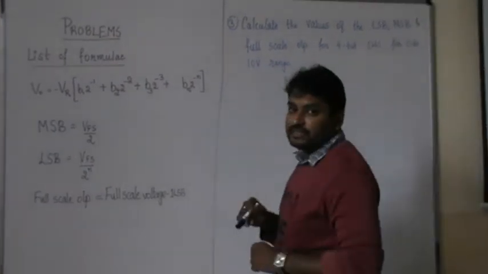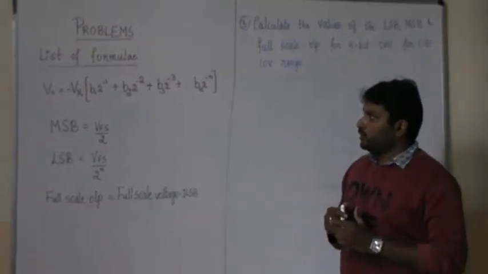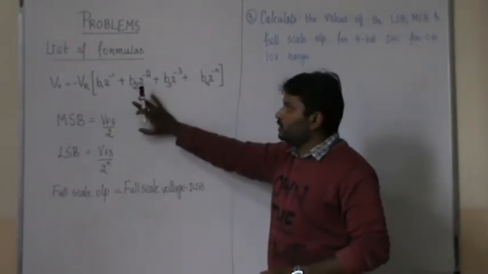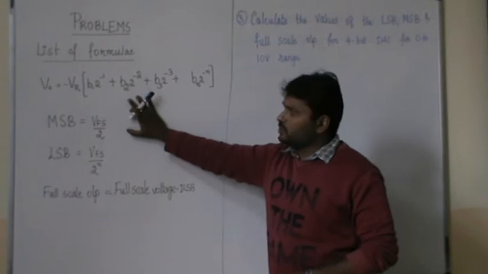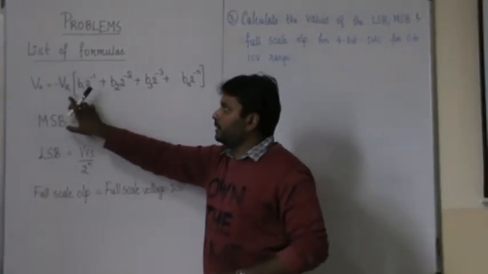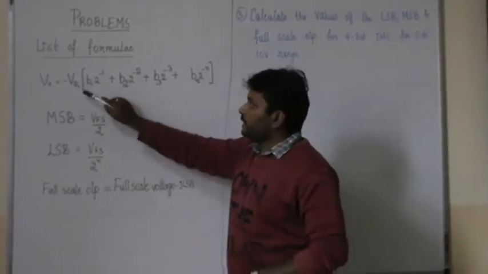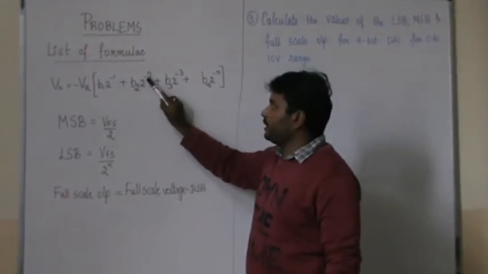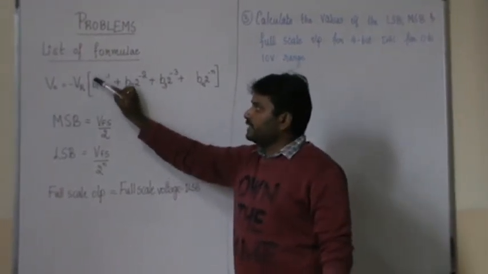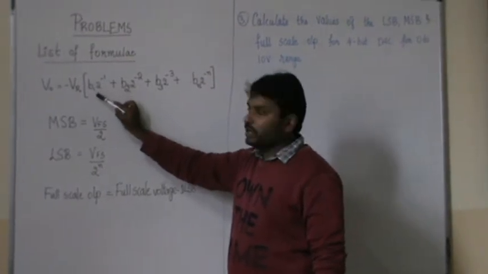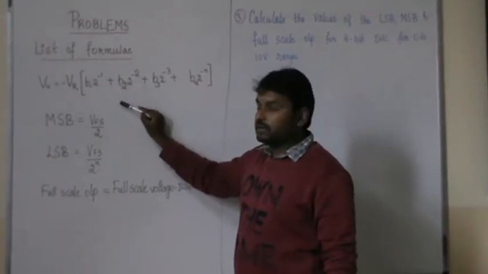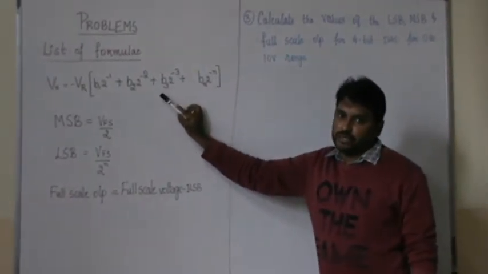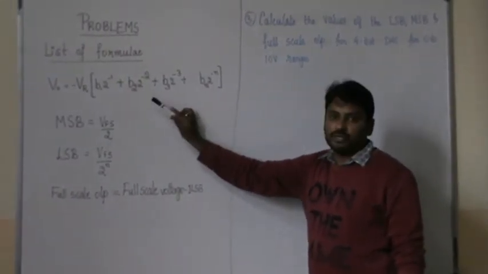We'll see a different set of problems. For these types of problems, the formulas that we have already derived, right? The output voltage is given by minus VR (B1 into 2 to the power of minus 1 plus B2 into 2 to the power of minus 2), or you can also write it as B1 by 2 plus B2 by 2 square plus B3 by 2 cube. You can also write it in that fashion as well. In some of the textbooks they have given the formula in that way.